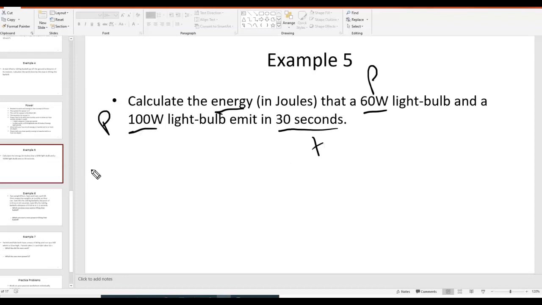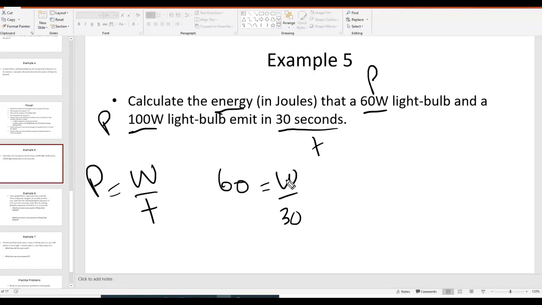Okay, so I'm just going to do this really quickly. Remember, power is work over time. And so 60 watts is the power. So if I plug in 60 for power, and I want to know how much energy is transferred, I plug in 30 seconds. Notice if I'm looking for work, and I'm dividing by 30, I need to multiply by 30 on both sides to undo that division. And so 30 times 60 is 1800 joules, and that's 1800 joules of energy.